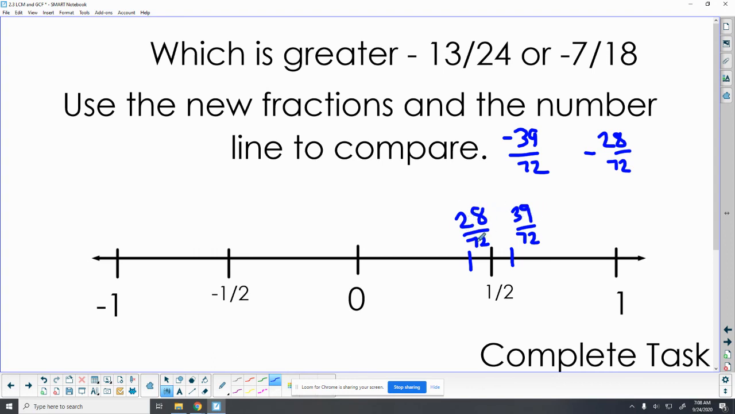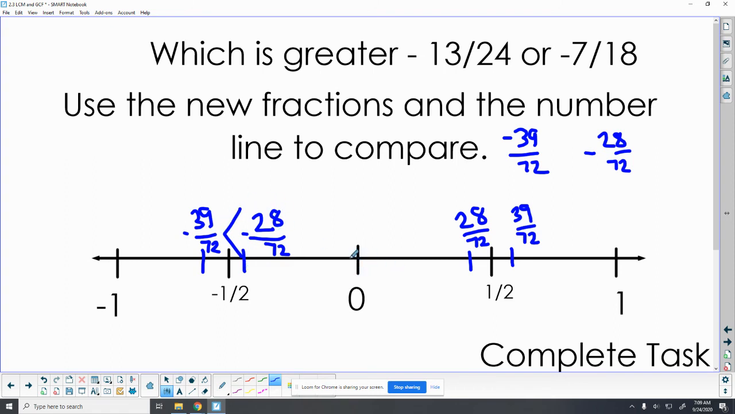So now I'm going to take that and graph the opposite of these to help me think about that. So this one is not quite to the negative 1/2, negative 28 out of 72. And then this one is going to be on the other side of the negative half, negative 39 out of 72. So I know the one farther to the right is going to be greater. So even though 28 sounds smaller than 39, we're talking about negative numbers here, and so it is going to be bigger.